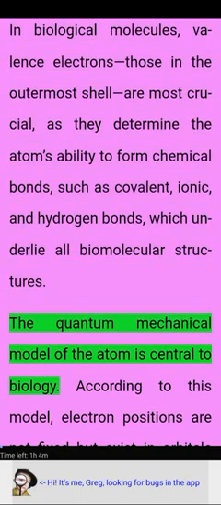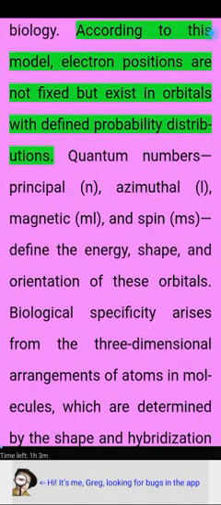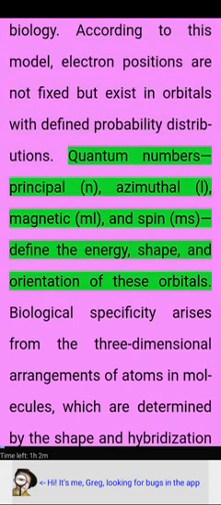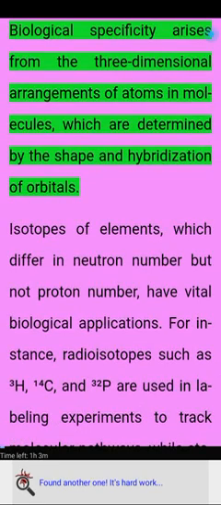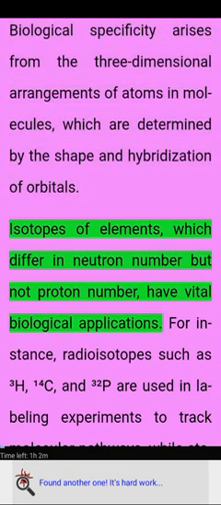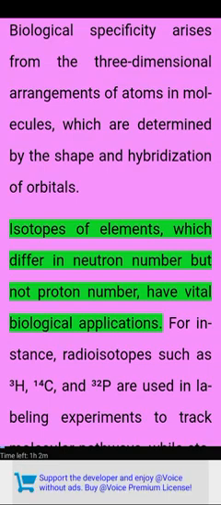The quantum mechanical model of the atom is central to biology. According to this model, electron positions are not fixed but exist in orbitals with defined probability distributions. Quantum numbers, principal n, azimuthal l, magnetic ml, and spin ms define the energy, shape, and orientation of these orbitals. Biological specificity arises from the three-dimensional arrangements of atoms in molecules, which are determined by the shape and hybridization of orbitals. Isotopes of elements, which differ in neutron number but not proton number, have vital biological applications.